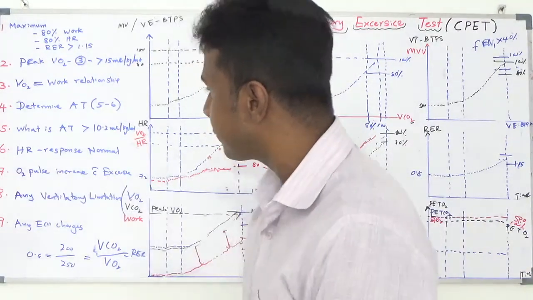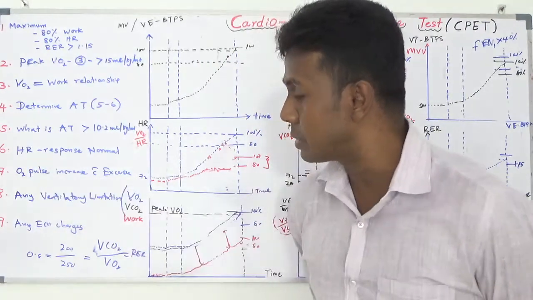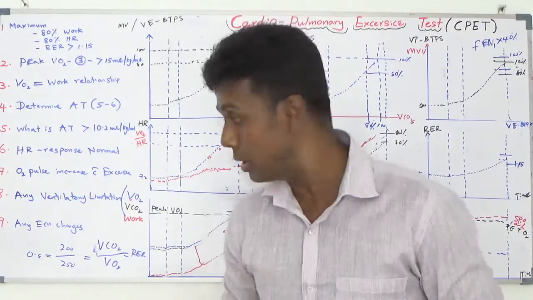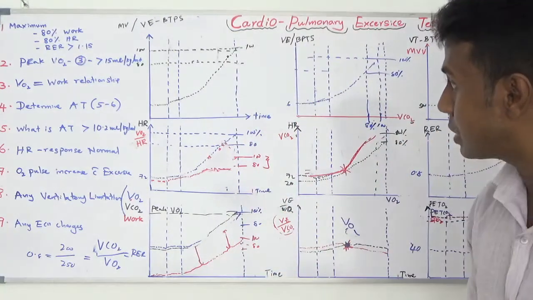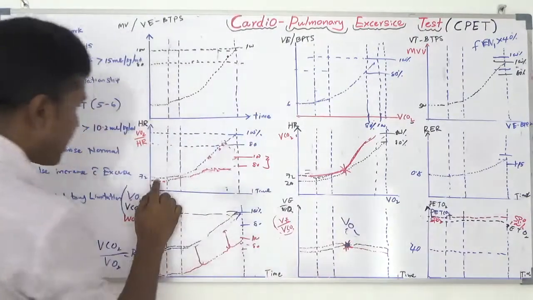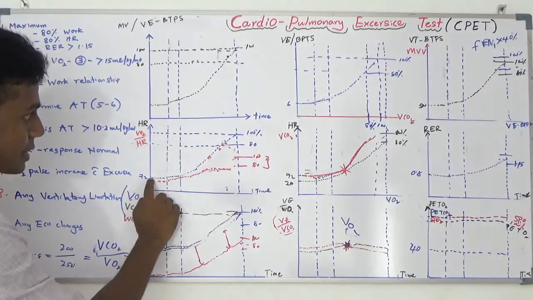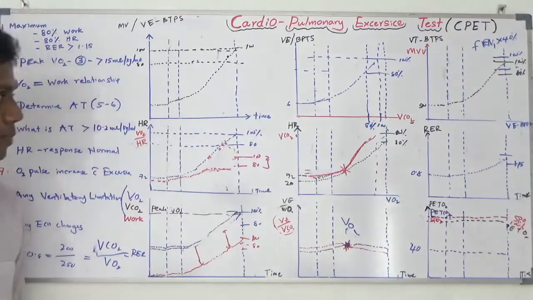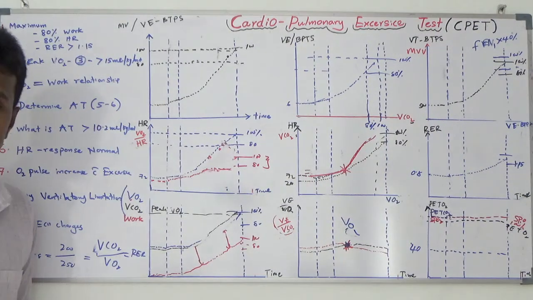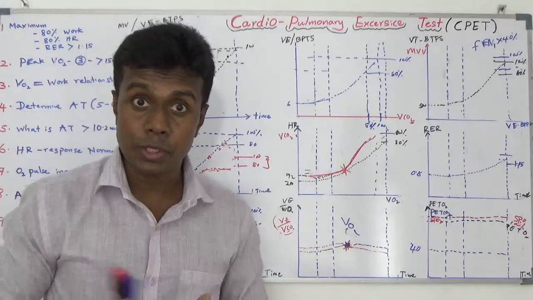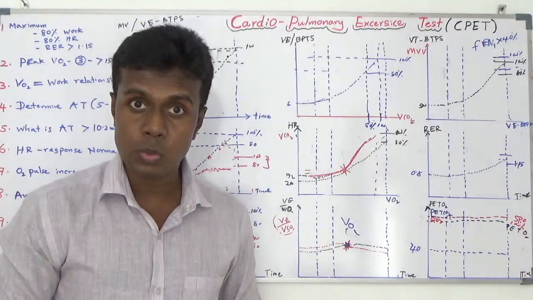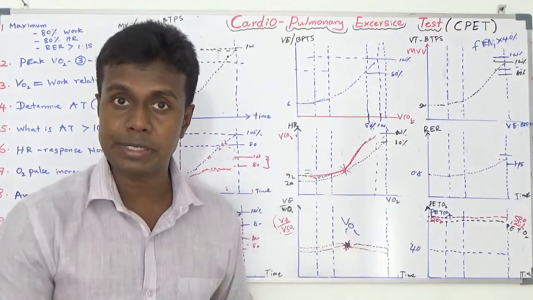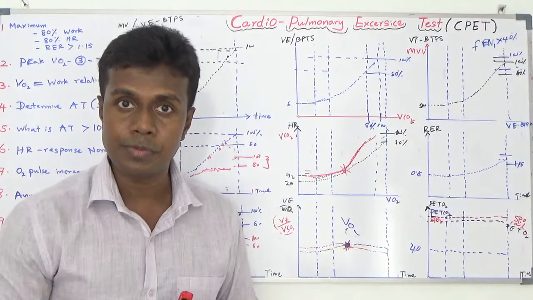Then number 6, whether your patient's heart rate response is normal. How are you going to check that? Here, the heart rate response is this blue line, starting at 72 and gradually going up. It should be around 80 to 100% of the normal range. In my case, 20 years old, 220 minus 20, 200, I should achieve at least 160 to 200. That means 80 to 100% of the normal value.